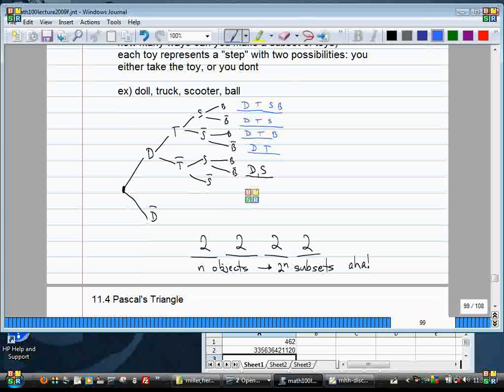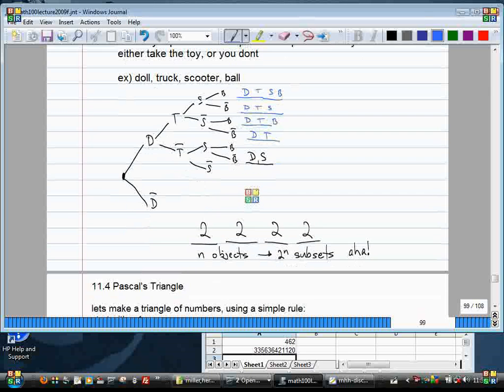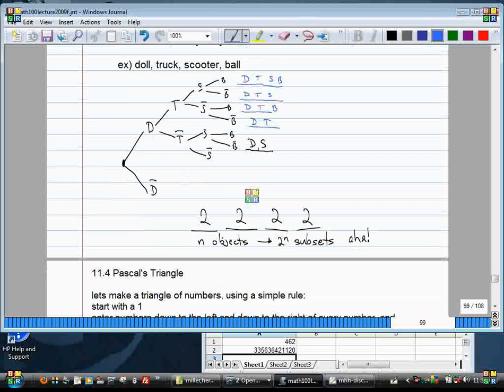Pascal's triangle. This one actually is kind of fun. Okay. So right now we're going to make a triangle of numbers. We're just going to have a bunch of numbers written down on paper, and we're going to use a very simple rule. Start with the number 1. So write down a 1.